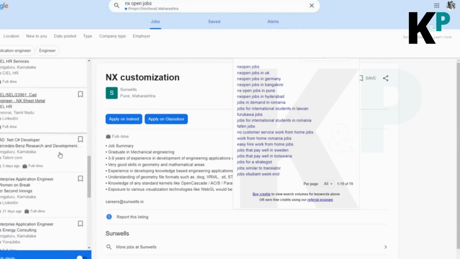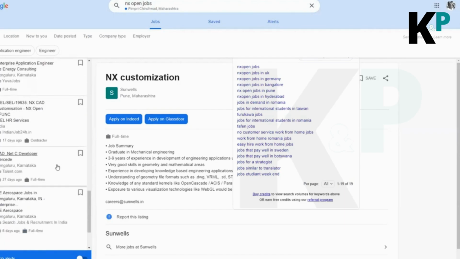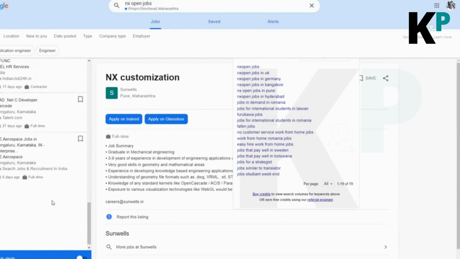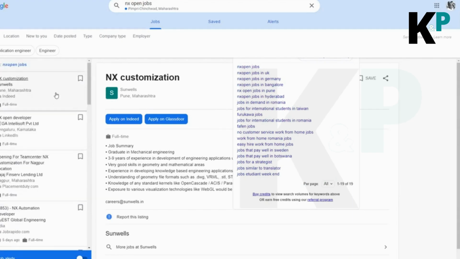I'm not going to read all of them. CAD.NET C Sharp Developer, Mercedes-Benz Research and Development Center, Bengaluru. Enterprise Application Engineer, GE Energy, Bengaluru. This is again, I think, from Mercedes. CAD.NET C Sharp Developer. Then GE Aerospace. So GE Aerospace is also looking for NX CAD developers. So by this, you might have understood that NX CAD developer is a position that you can start with in this particular skill. Now, let us look at the job description for just a few of them.